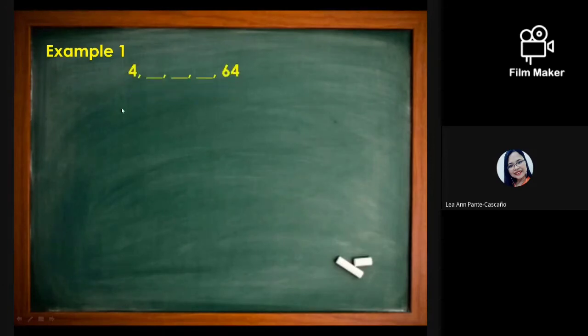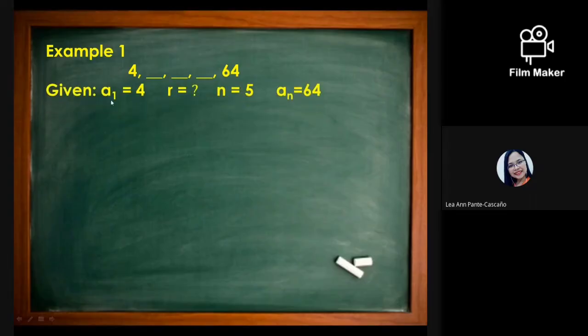1. Kung meron daw tayong geometric sequence, na first term daw po ay 4, ang last term natin is 64. Ano daw po ang ating geometric means? Ano kaya yung number between the first term and the last term? Meron daw po tayong tatlong geometric means. So how to find the geometric means?